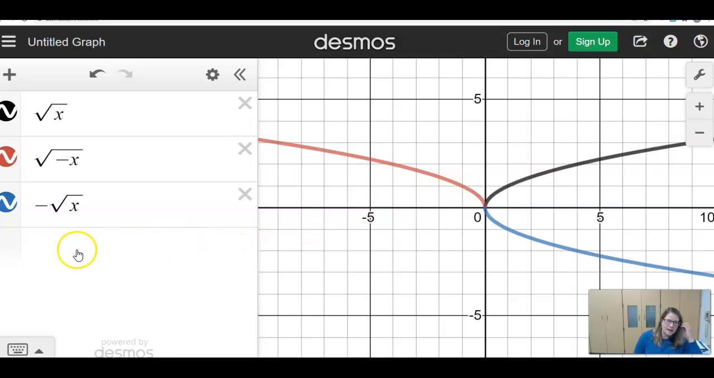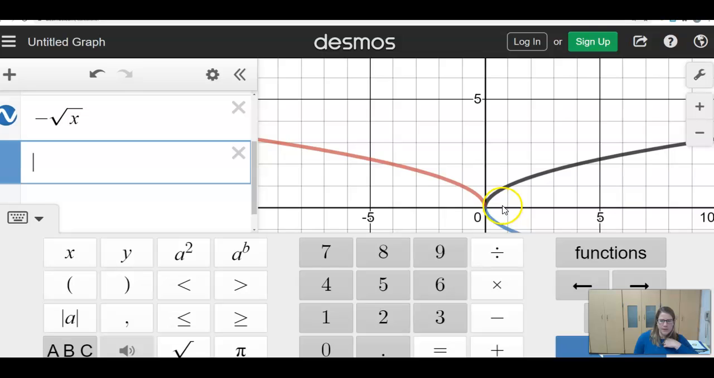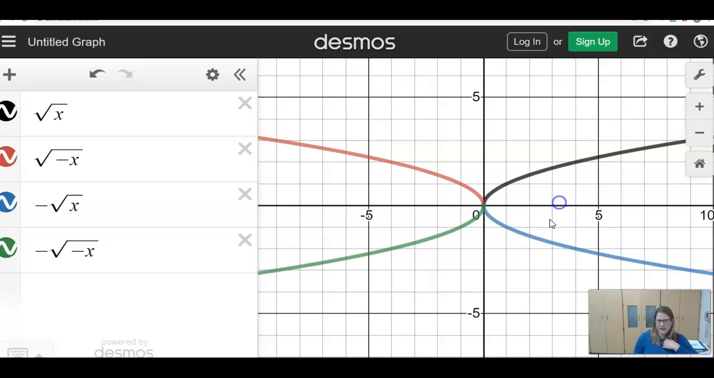Okay. We might as well finish this off by making the other part of our little design here. If I put a negative on the outside and the inside, it's going to reflect both directions. And so we'll get that green one right there. Okay. So that's what putting a negative in front is. It's the same as multiplying by -1 on the outside or on the inside. It's going to be a reflection. If it's on the outside, it reflects up, down. If it's on the inside, it reflects side to side.